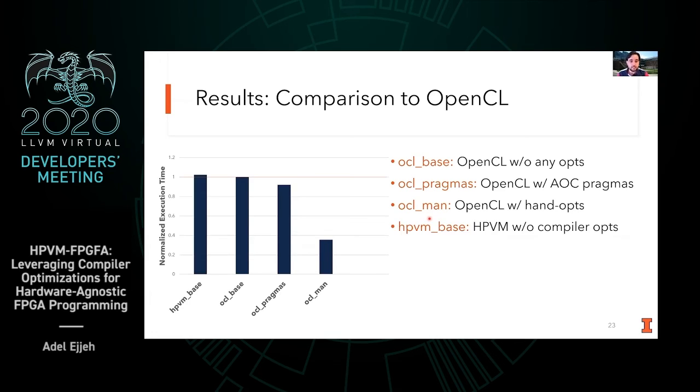To those 3, we added an HPVM baseline, which is the same as the one in the previous slide. And we added an HPVM optimized version, which uses all the compiler optimizations at the same time. We can see that we are able to match the performance of the manually tuned code using our automatic optimizations in HPVM. Also, by comparing the baselines, we see that HPVM did not introduce any significant overheads to the compilation.